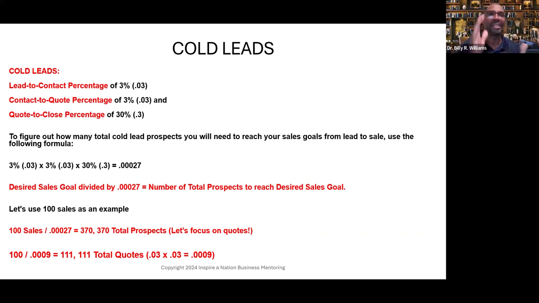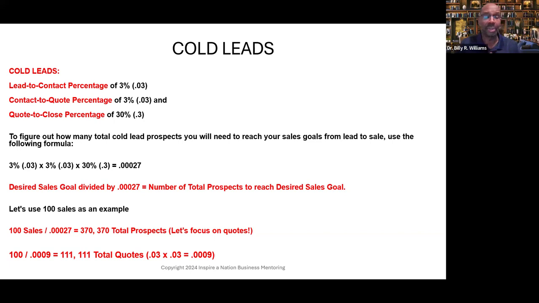And that could be using social, TV, radio, whatever it is. But we know that number will automatically get you the number of sales that you want, so you're not freaking out. Let's concentrate on quotes. How about that? We just really concentrate on that lead to contact and then contact to quote. So we cut out that third number.